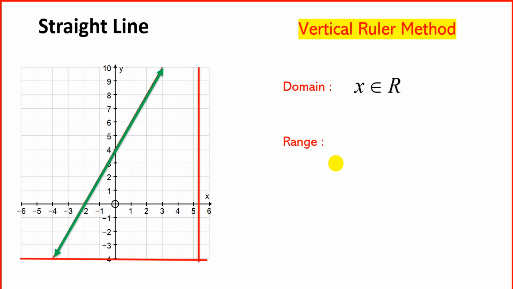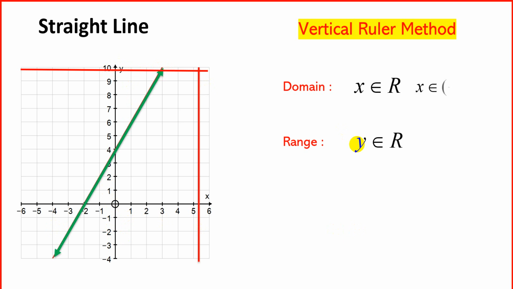In a similar way, we look at the range. Using a horizontal ruler, we slide up, and you'll notice that there's no restriction. For every value on the y-axis, you will get a point on the graph. If we look at where the line is right now, where y is equal to 10, you will get a point on the graph. So y is an element of reals. We can use another notation to represent x an element of reals, as x is an element from minus infinity to infinity. In the same way, we can do that for y. y is an element of minus infinity to infinity.